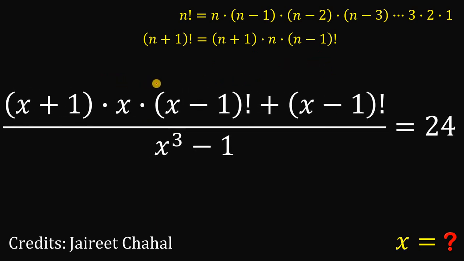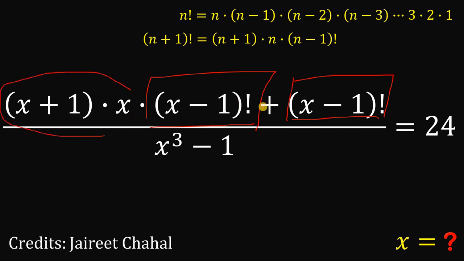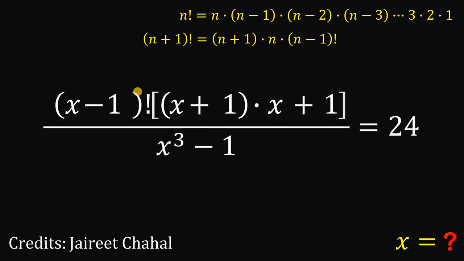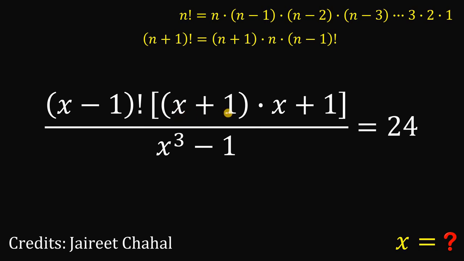Now, the question is why we replace this. Because of this factor, x plus 1 factorial, because we also have x factorial right over here. So this is our common factor, so we can factor out x factorial. If we do that, we are left with x plus 1 plus this coefficient, which is 1. So our numerator becomes x factorial multiplied by x plus 1 plus 1.